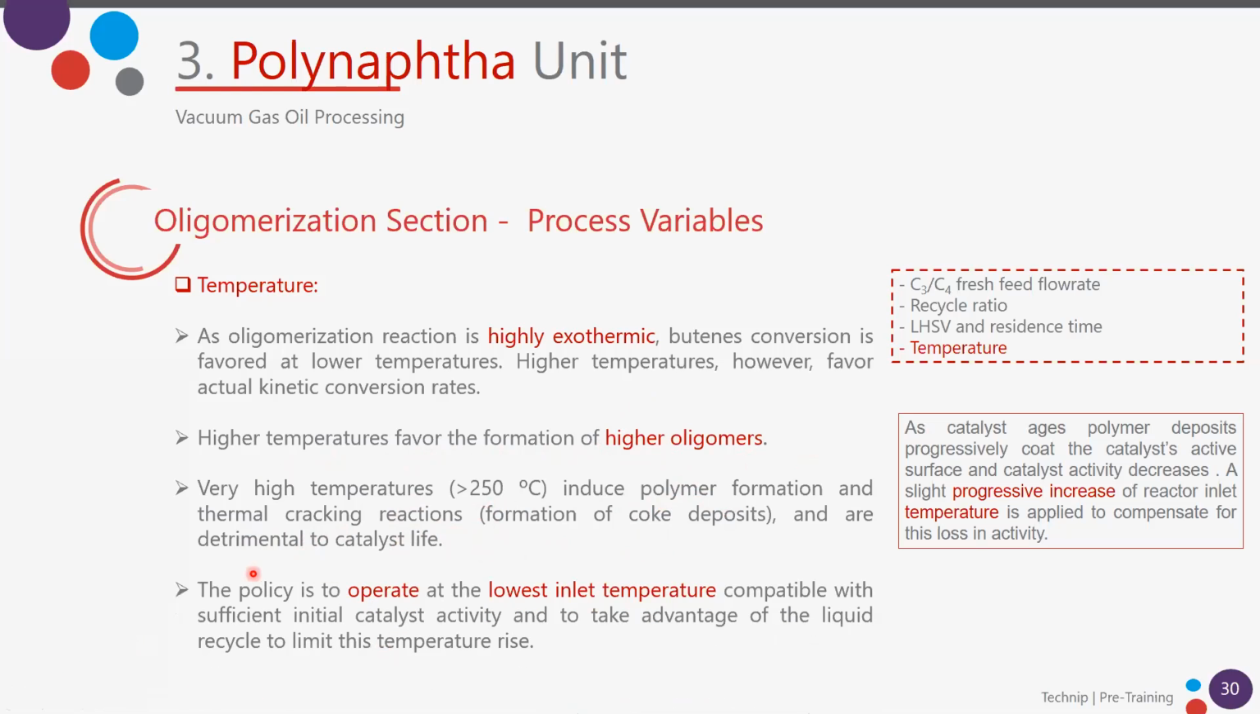So the policy we have seen also for the alkylation section is to operate at the lowest inlet temperature compatible with sufficient initial catalyst activity, and to take advantage of the liquid recycle to limit the temperature rise. Remember the recycle ratio, it is quite important to limit this temperature rise in the reactors.